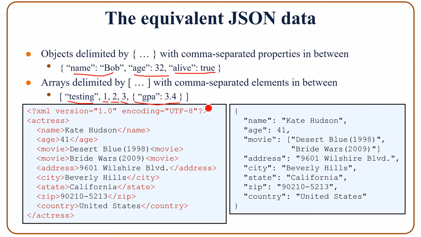Going back to the same example, assuming that we have movie tags that define movies, and we add two movie elements. One is for Desert Blue and another is for Star Wars. Converting to JSON, we have a property and we use an array to store the movies.